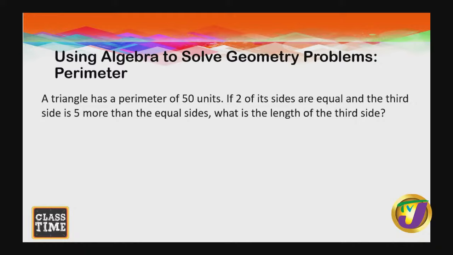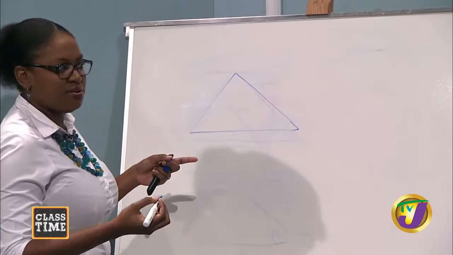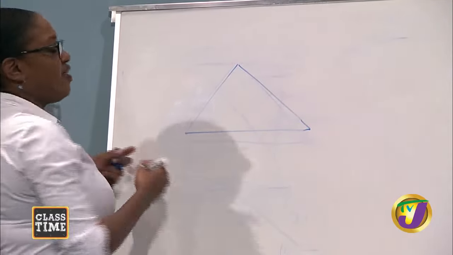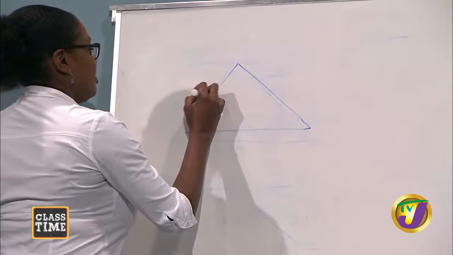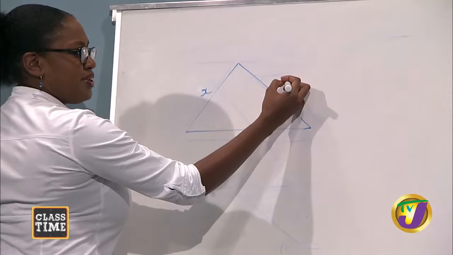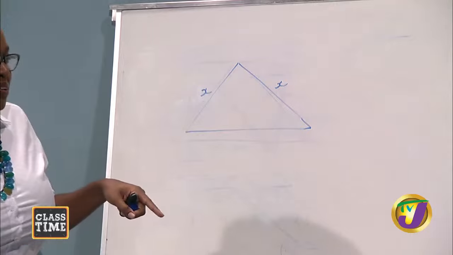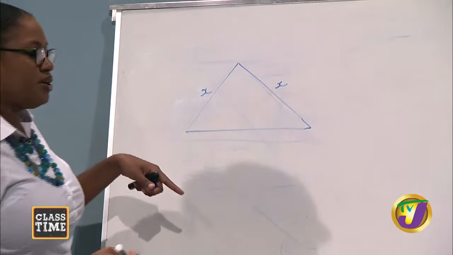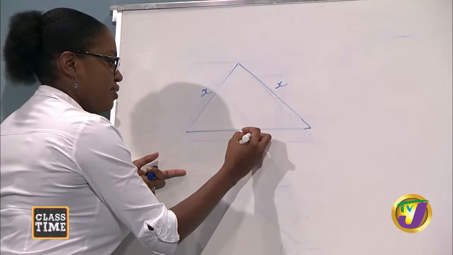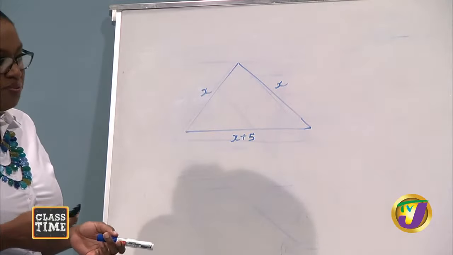All right, so the triangle looks like this. Two sides are equal, but we don't know what these sides are, so let's assign some variables. I'm going to use x. This triangle will be isosceles, so two sides are equal, and the third side is 5 more than the equal side. So it's x plus 5. So what is the length of the third side?